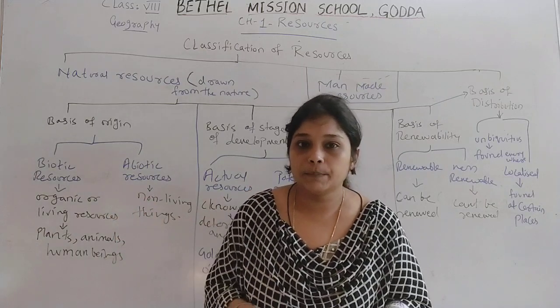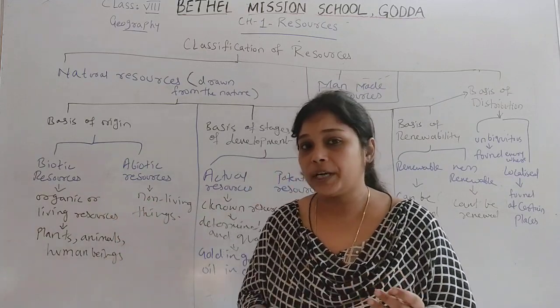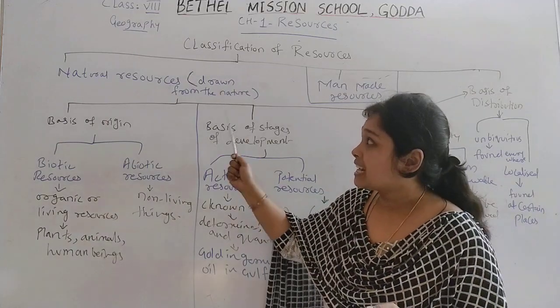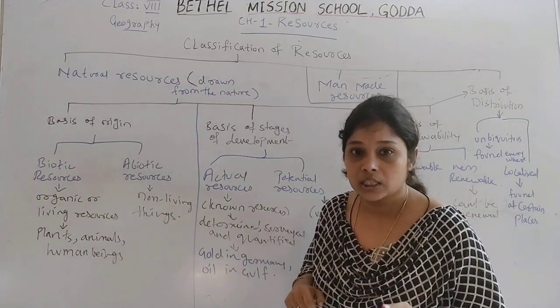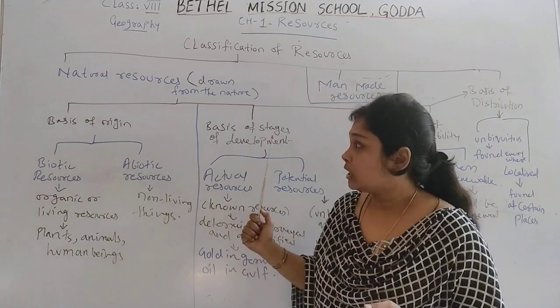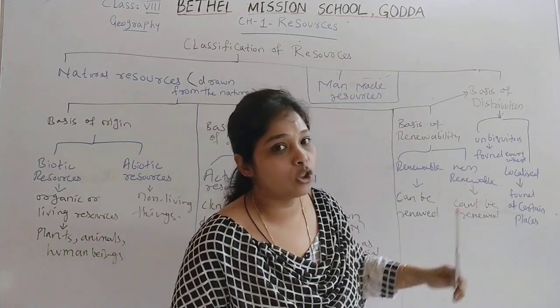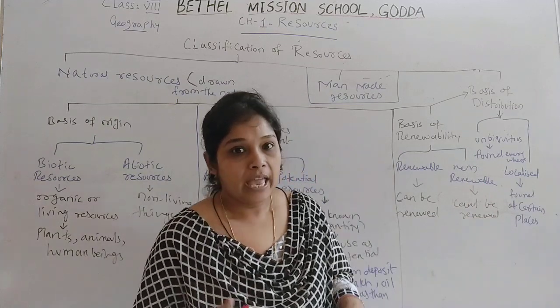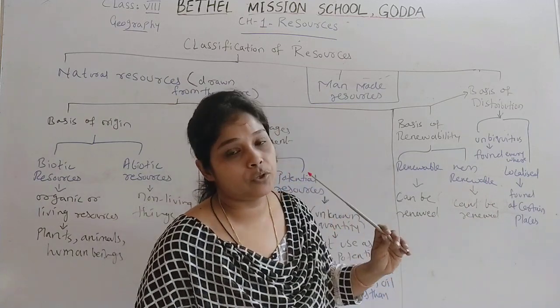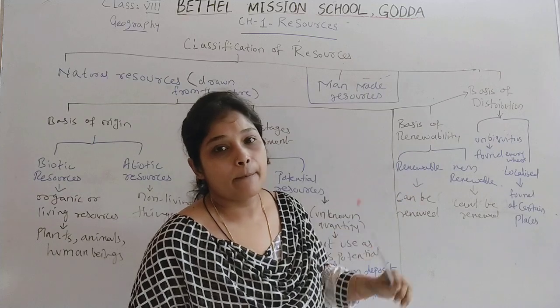So in this video, we have seen the classification of natural resources on the basis of origin, on the basis of stages of development, on the basis of renewability, and on the basis of distribution. And as we have known, there are two types of resources: natural resources and man-made resources.